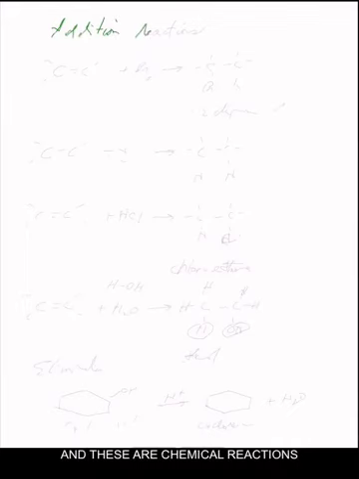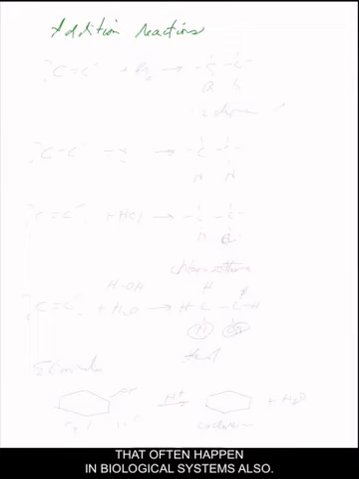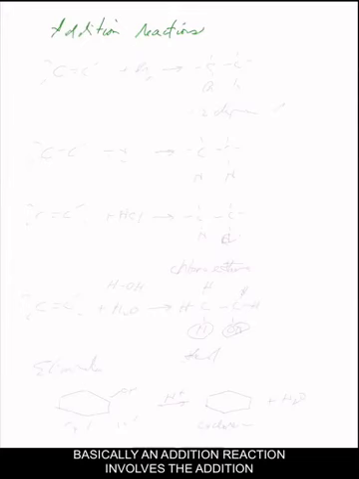There are several kinds of common addition reactions, and these are chemical reactions that often happen in biological systems also. We're going to be looking at very simple examples out of organic chemistry. Basically, an addition reaction involves the addition of a substance across an alkene. Remember, that's a substance with a double bond.